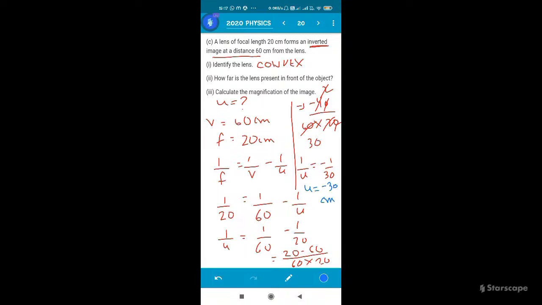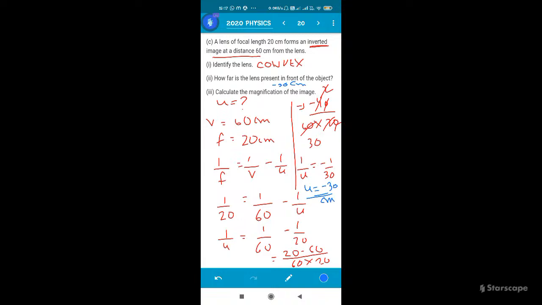centimeter. So like I told you, in case of a convex lens, the value of u lies on the left hand side. So as a result, it is negative. So minus 30 centimeter is the answer. Minus 30 centimeter. So this is the value of u.